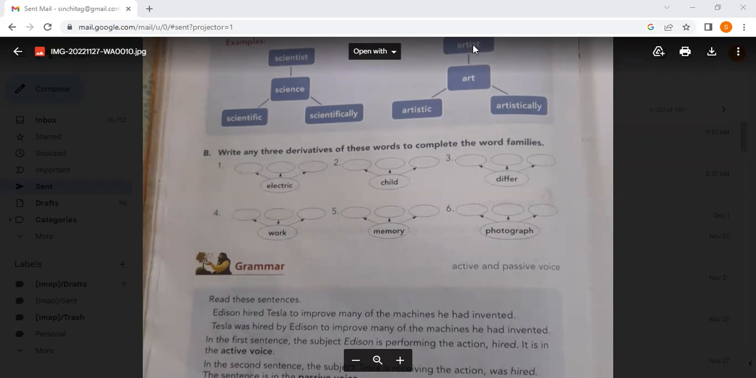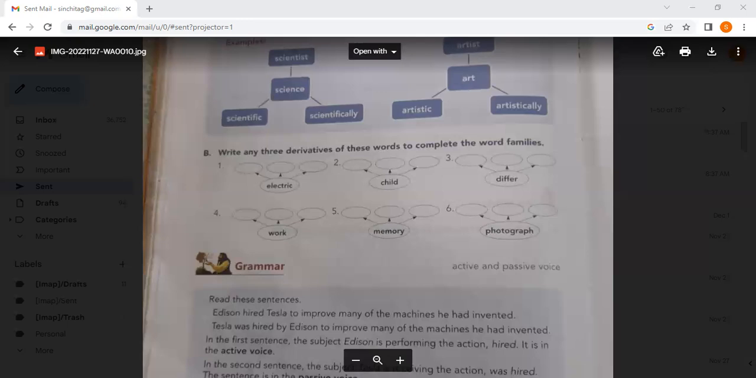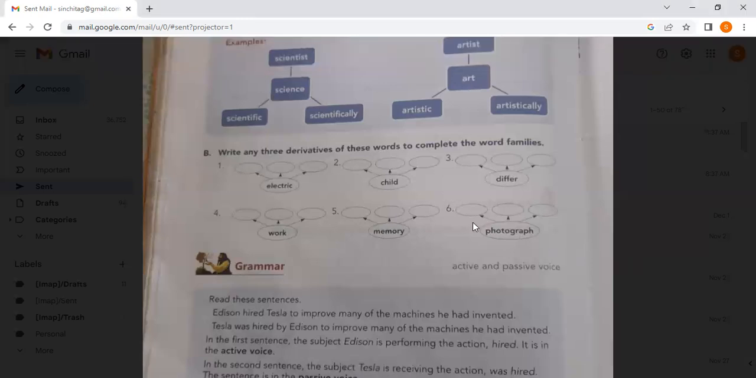Yes, Shruti, tell me what will be this one? Electric? Ma'am, it is done. It has been done up to photograph? Yes, ma'am. Are you sure? I don't think so. I think electric child was done. Yes, I have done the photograph. We have also done photograph. Now let's do this one then.